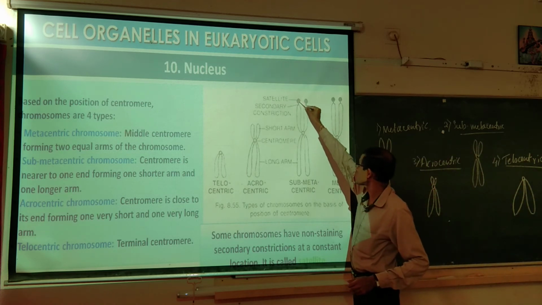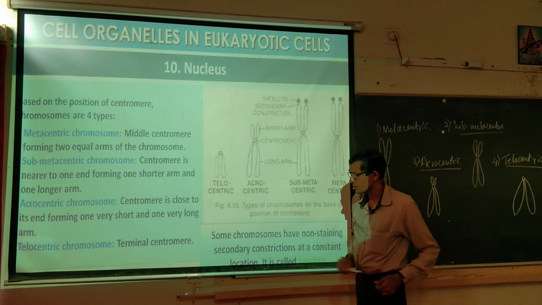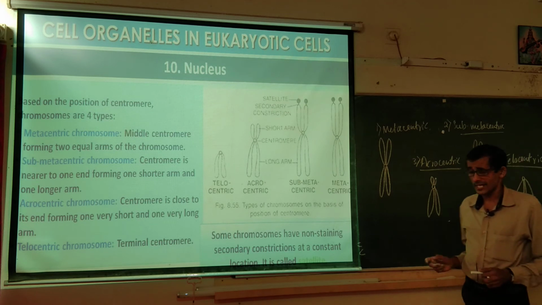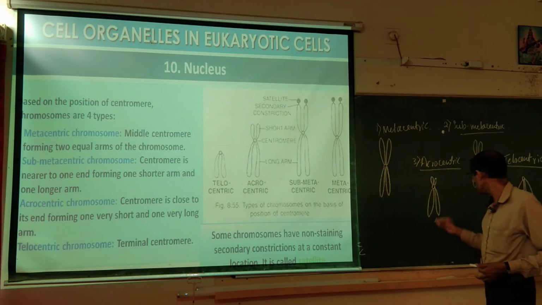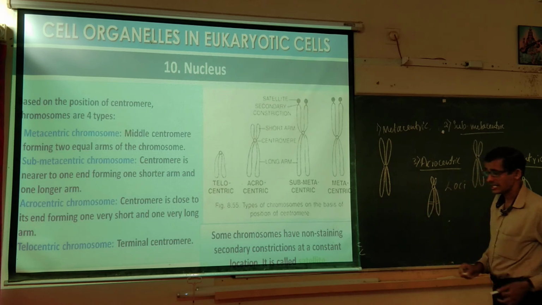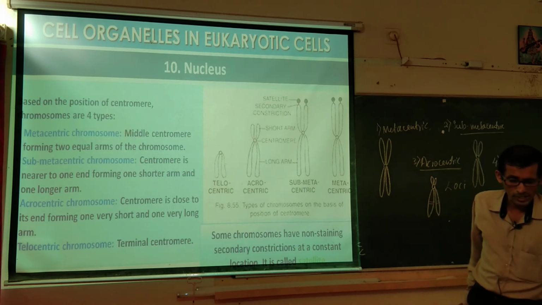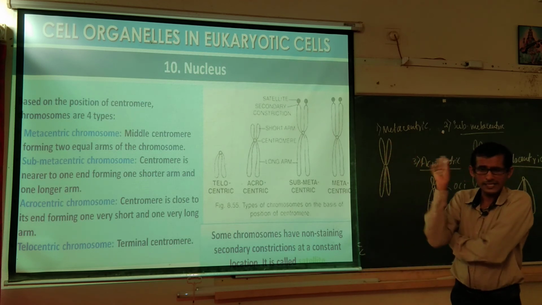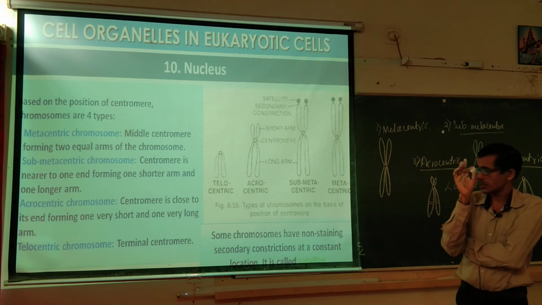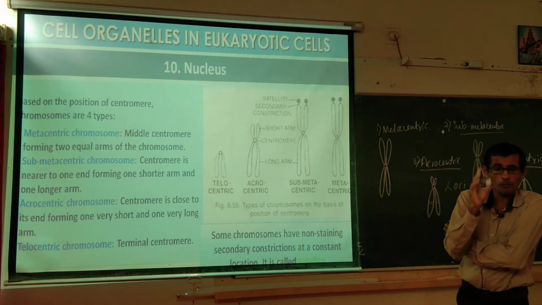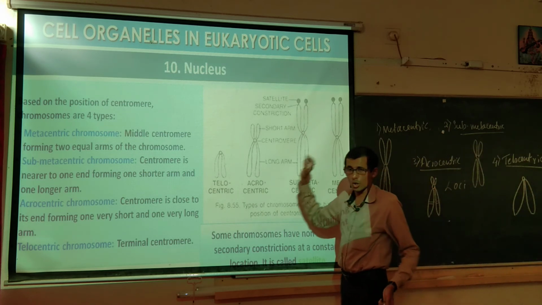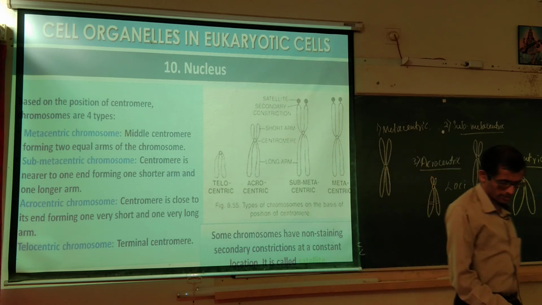After secondary constriction we can observe the satellite particle. In some areas, not in all areas, a particular site on the chromosome is called the loci, where the genetic material or the DNA is located. Some part of the chromosome is going to have the DNA; that location where the genetic material is there is called loci. That is another important character.